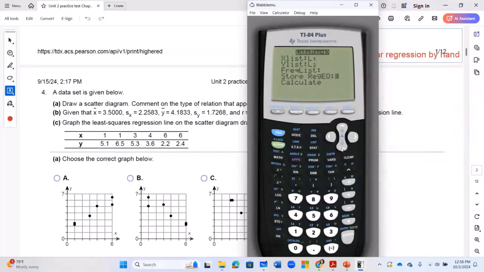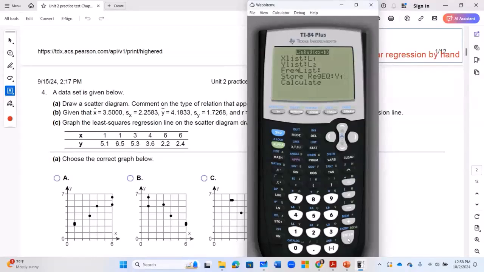So VARS, if I want to store it in Y2, I say VARS, Y-VARS, function, Y1, because I want to store the equation in Y1. If I want to store it in Y2, I choose the function that I want. So I just want it in Y1. So my equation will be stored in Y1.